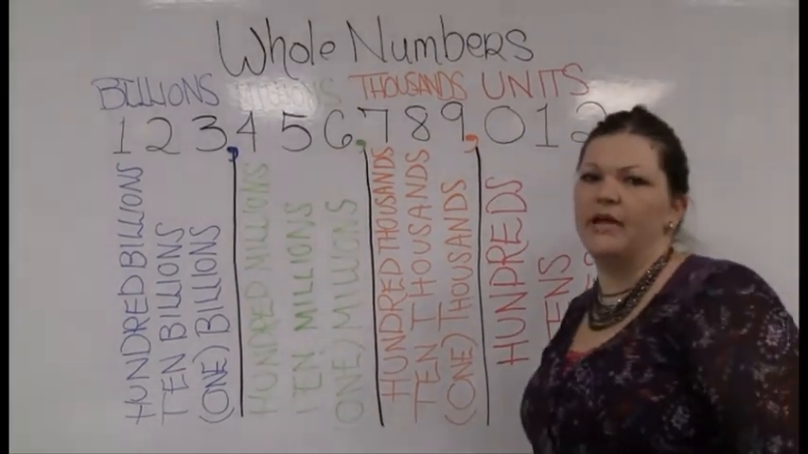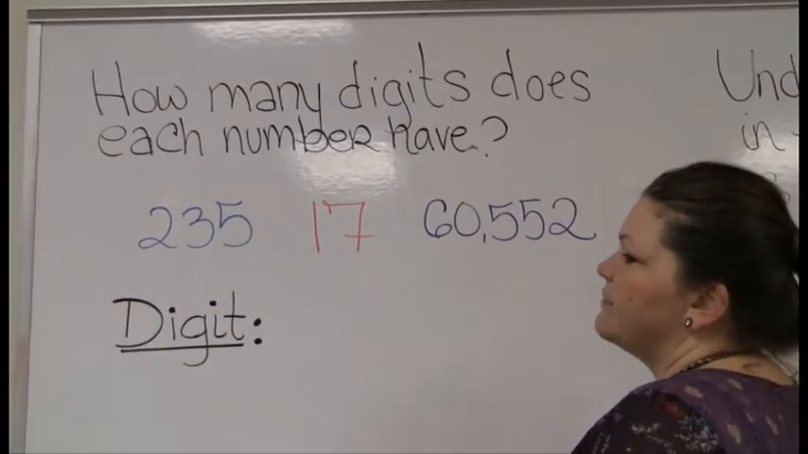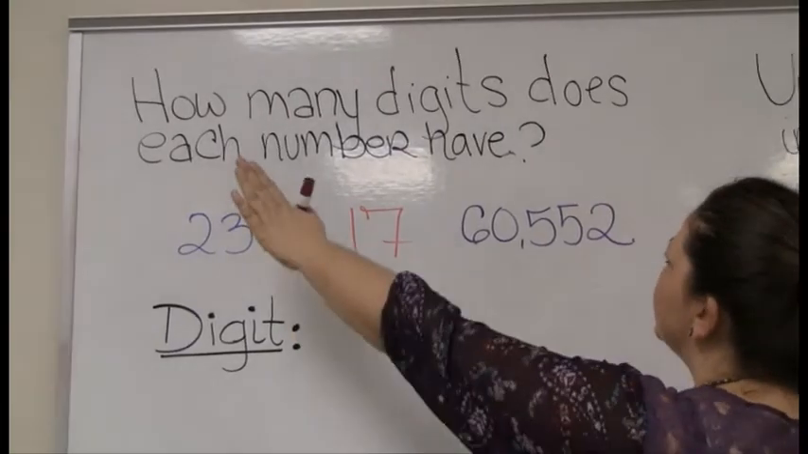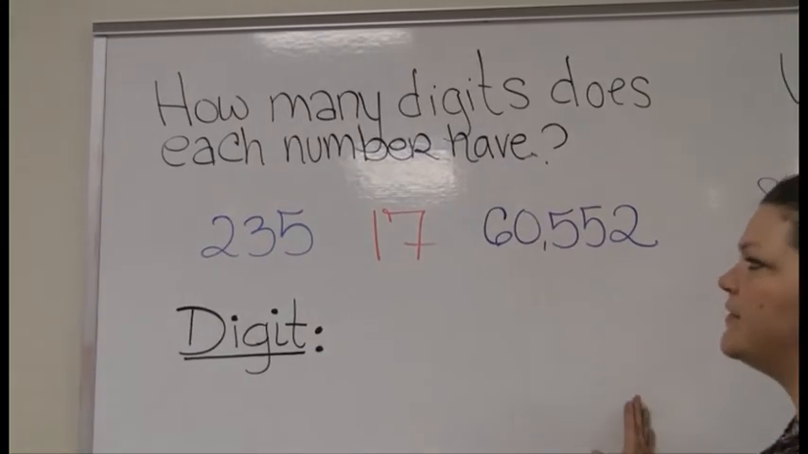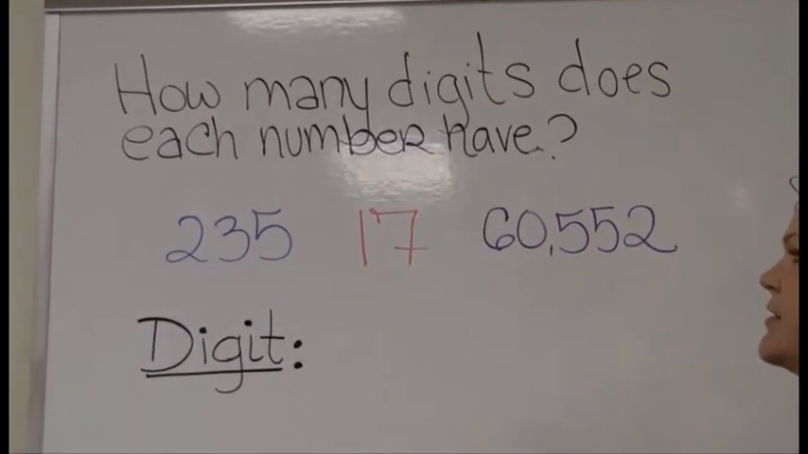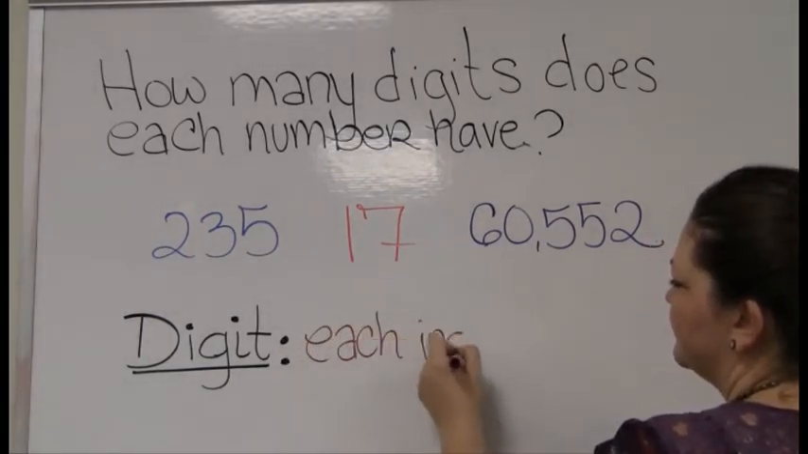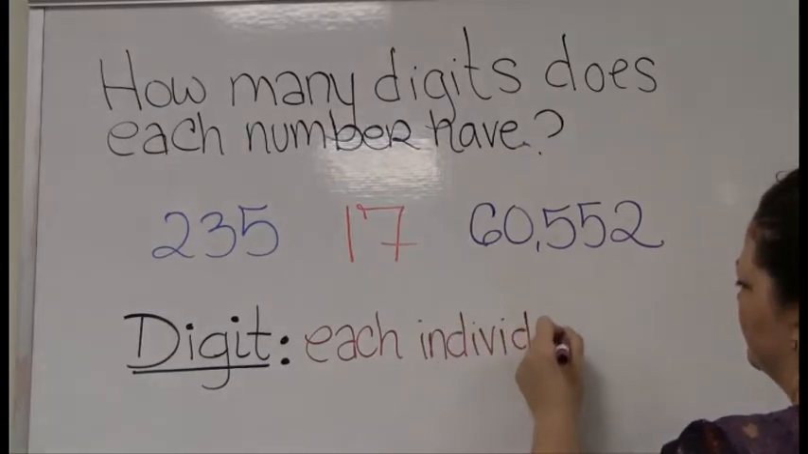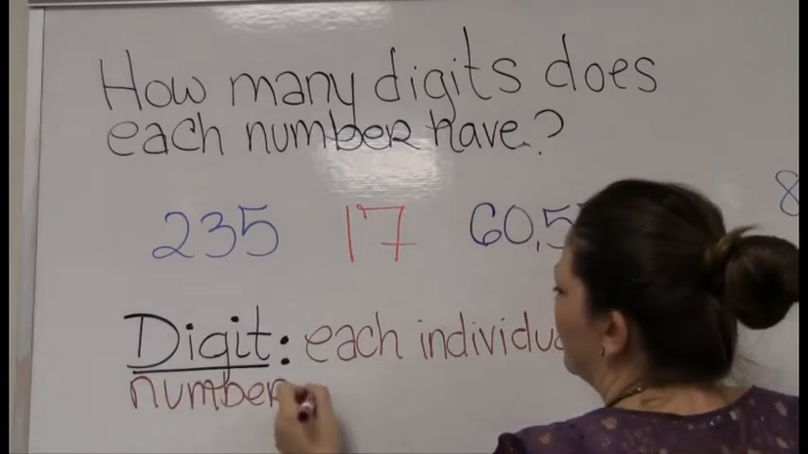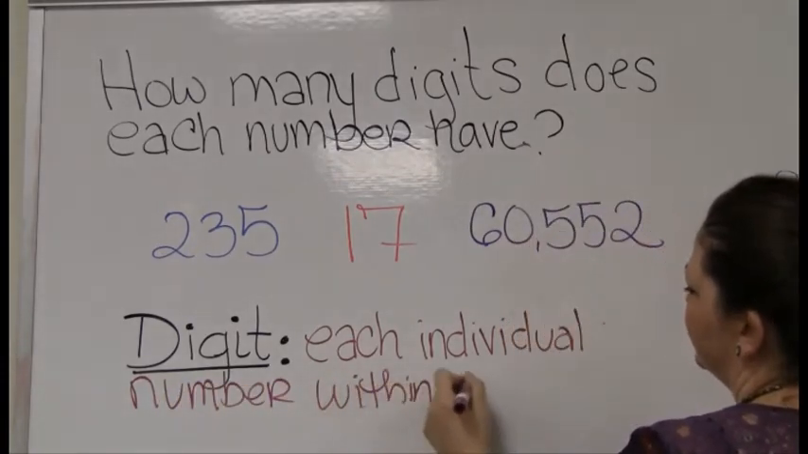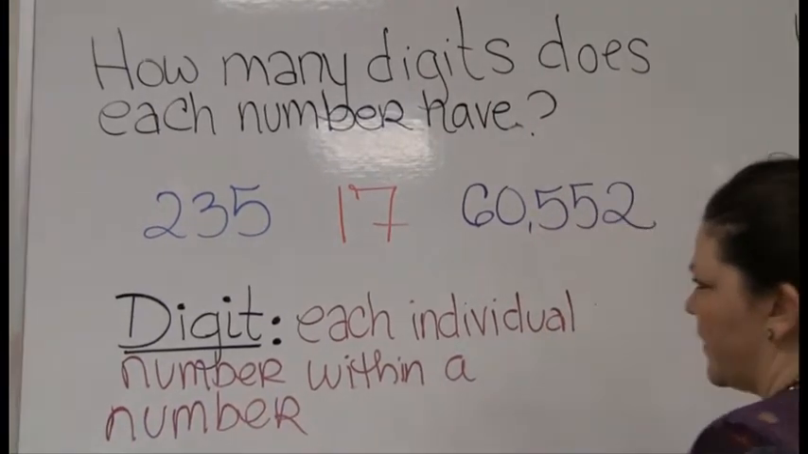Okay, so let's look at how we can apply this information. One of the types of problems that you're going to see in Chapter 1, Exercise 1 is the type that says how many digits does a number have? And this is a relatively simple problem to answer. The key is knowing what the word digit means. So a digit is each individual number within a number. That might sound a little confusing, but I'll clear it right up for you as we look at these example problems right here.